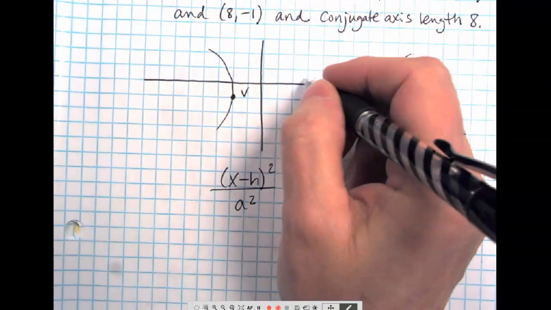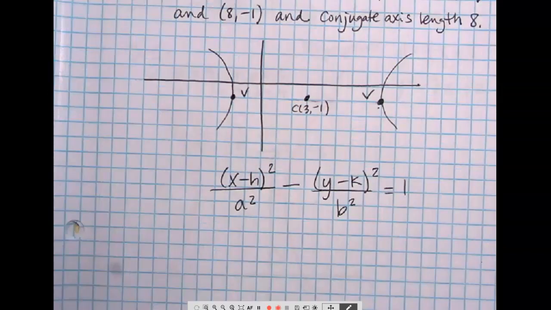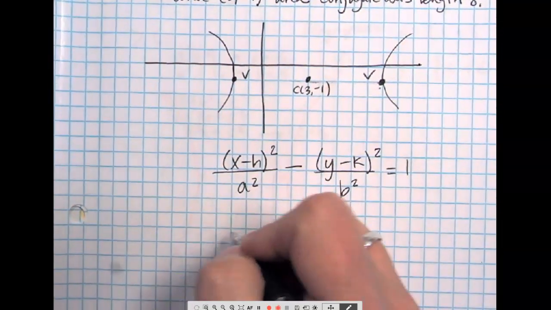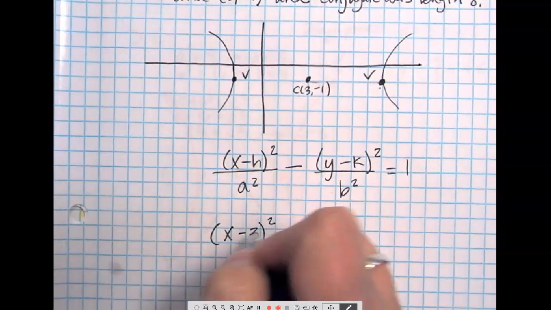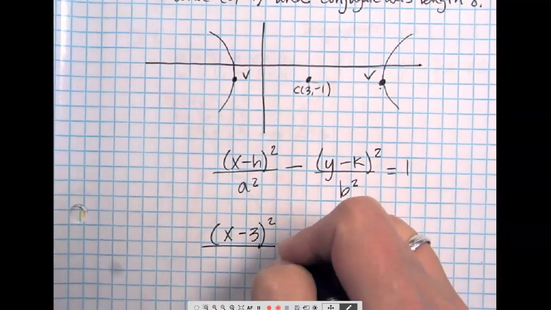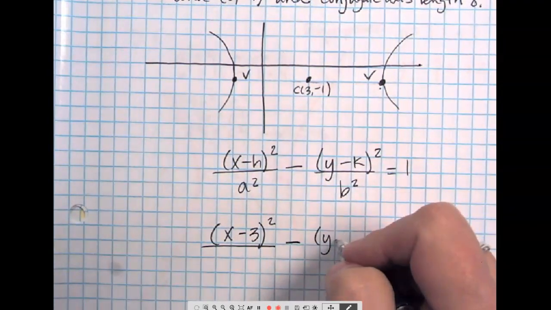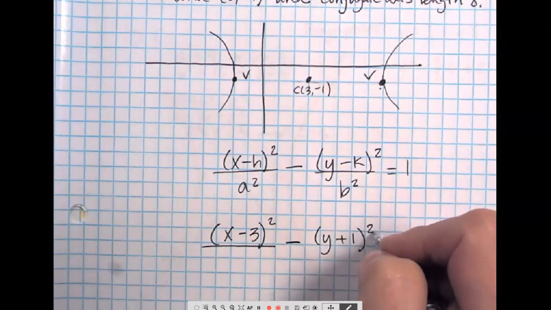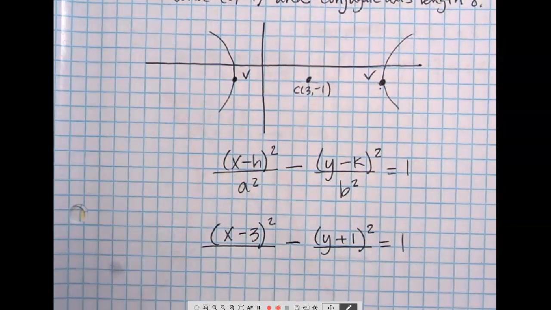3, -1. Okay, so just walk it in or average the x's, and I get an h of 3 and a k of -1. So we can fill that in. This becomes x minus 3 squared over, we'll fill that in a minute, minus y, that's a -1, so when I subtract it, it becomes +1 over, we'll have to find b, equals 1.